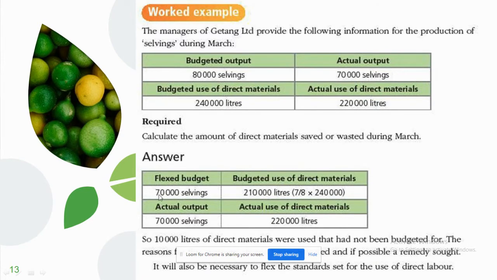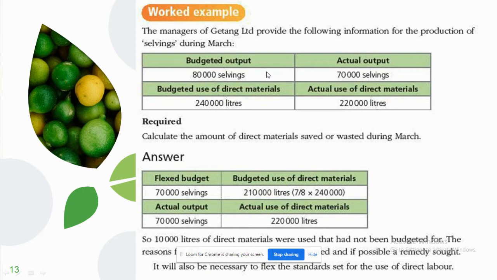So the flexed budget for 70,000 will be 7 over 8 times 240,000, which is 210,000. Basically, how many liters would we have budgeted for if 70,000 servings were produced, because actual servings was 70,000. It will not be a fair comparison if you are comparing 80,000 servings budgeted before with 70,000 actual. It should be like for like, which means we should flex the budget for 70,000 actual servings, which we did by doing 7 over 8.